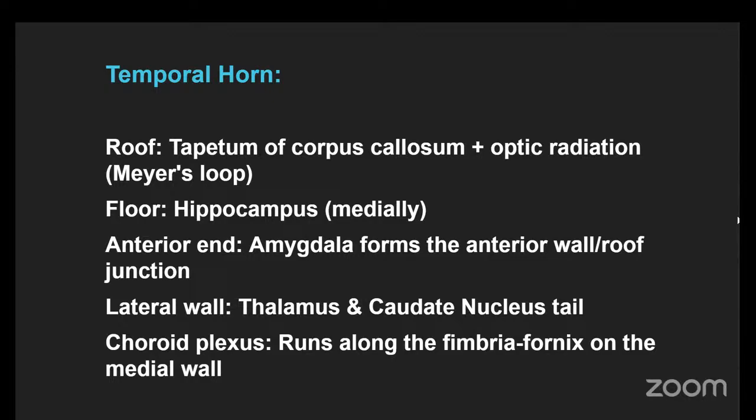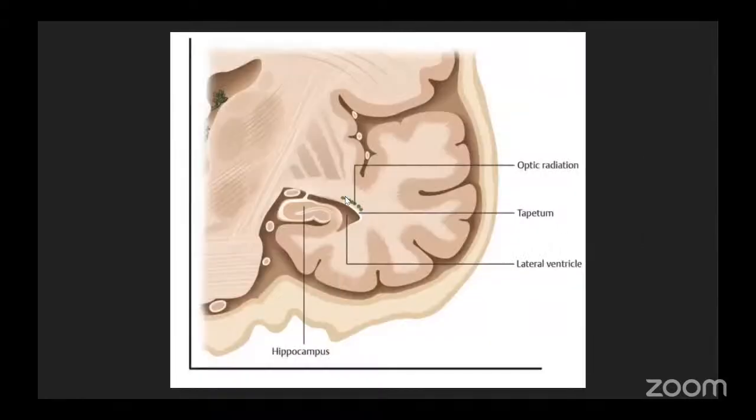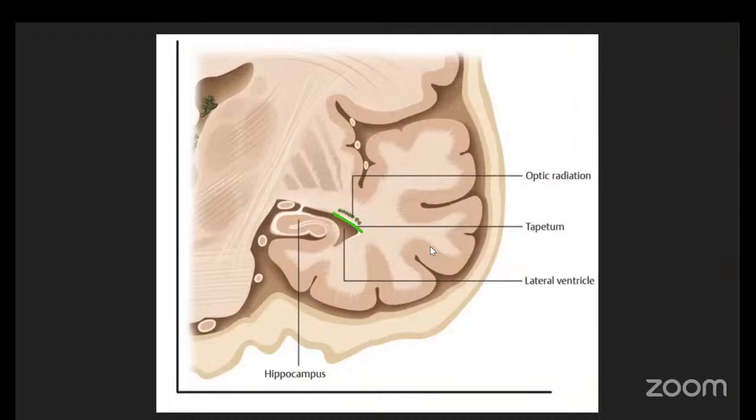Let's move to some illustrations. It's the same picture, but you can see that the tapetum is here on the roof. And over the tapetum, we have the optic radiations. I would just draw it here. This light green structure is the tapetum. And on it, we have the optic radiations, which are also called Meyer's loop. But you cannot see the tail of the caudate in here, and I don't think the thalamus is visible here either.